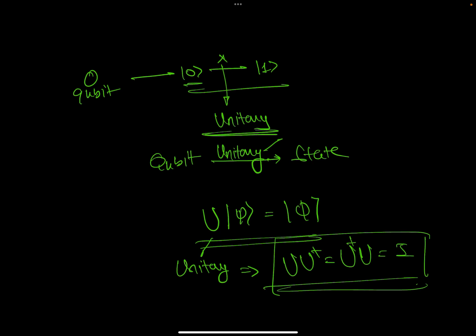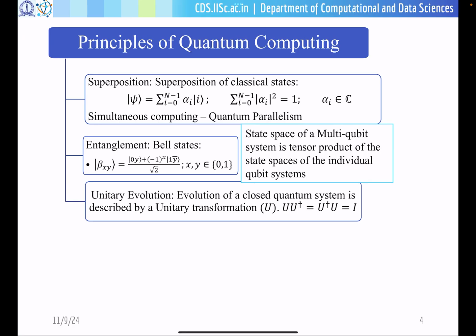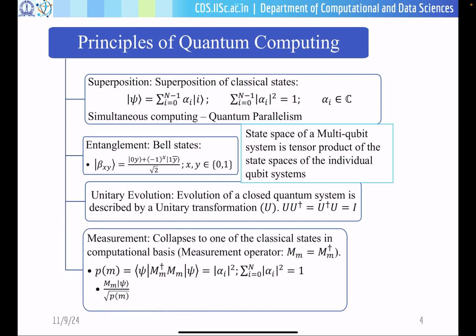Okay, now we'll move on to the second axiom, the measurement. Before understanding the measurement, let us take an example to understand what is actually happening here, and how this is different from a classical perspective and a quantum perspective.